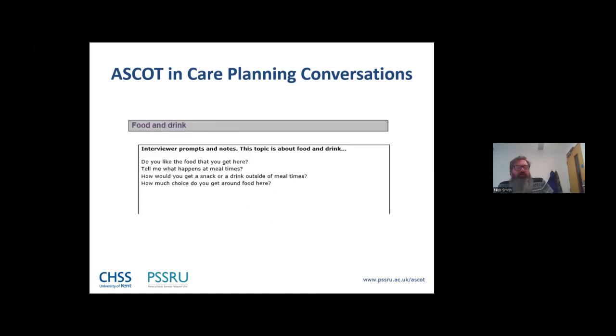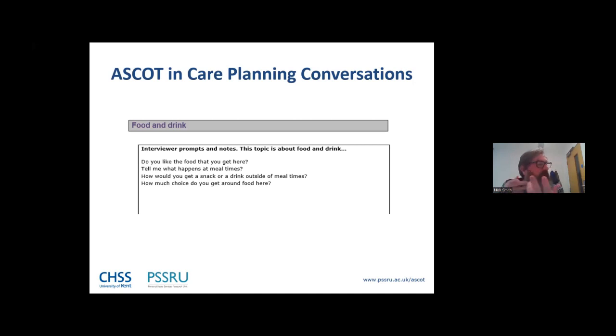What I thought I'd do is share just one of the ASCOT domains. The ASCOT tools, if you're not familiar with them, have eight domains: four basic domains, which are personal cleanliness and comfort, accommodation, food and drink, and safety. And then what we might call higher order domains, which are being occupied, social interaction, and being in control and dignity. I'm going to talk about food and drink because if anyone knows me, they know that food and drink is always my favourite domain.